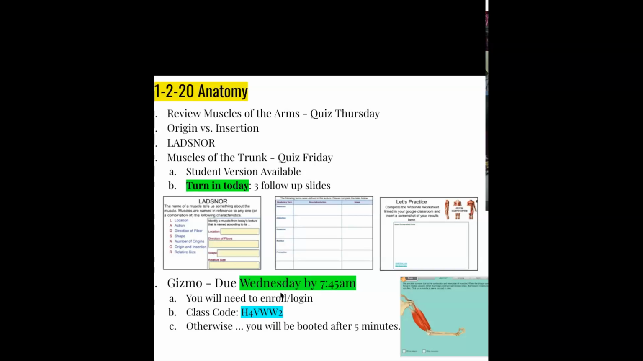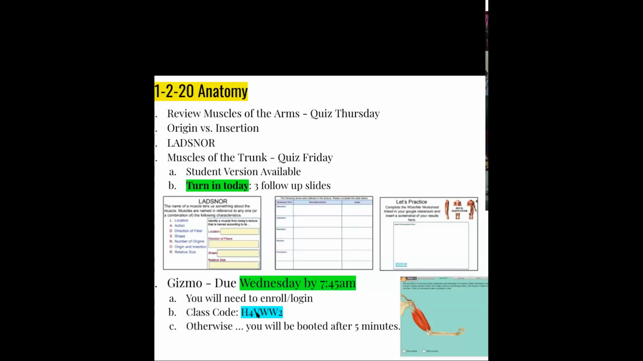You will be kicked out in 5 minutes unless you enroll in a class, okay? So you might already have a login if you've done a Gizmo with another class. If not, you'll want to do a login. But when you click on the link from Google Classroom, it'll open up the Explore site. You will have to click enroll login, and then use this class enrollment code in order to get into the Gizmo and not be cut off after 5 minutes, okay?